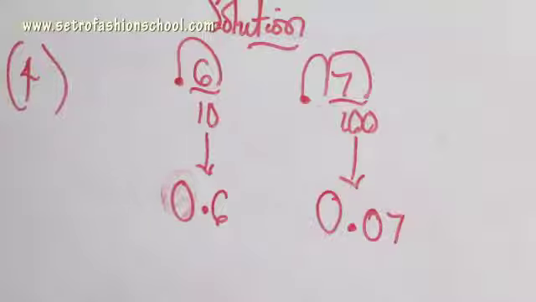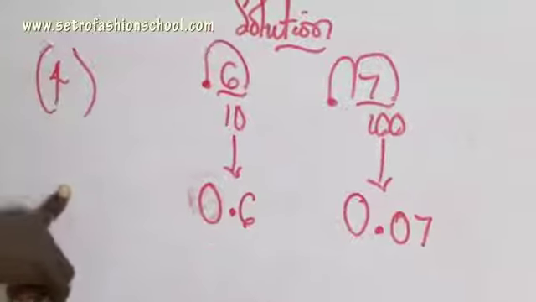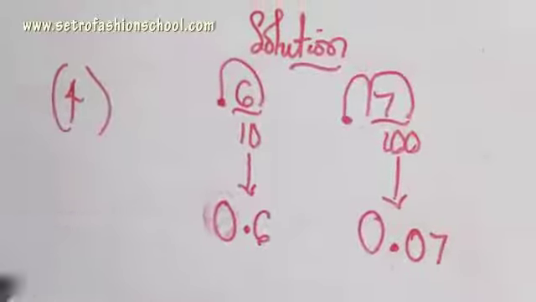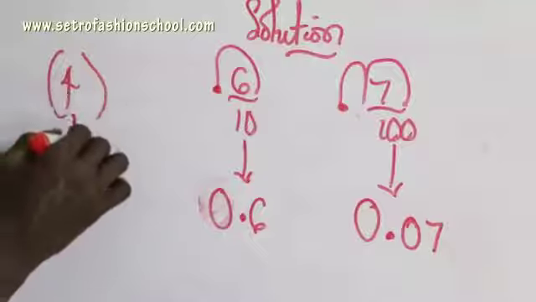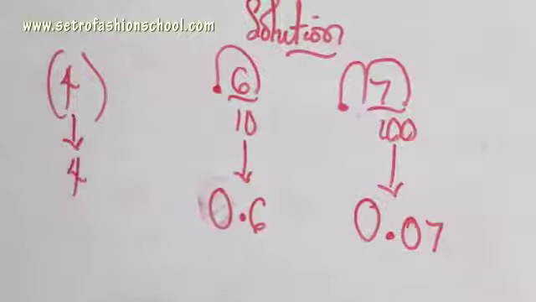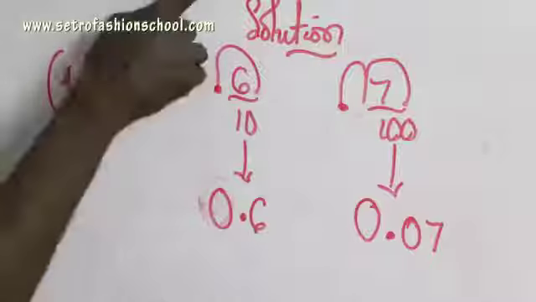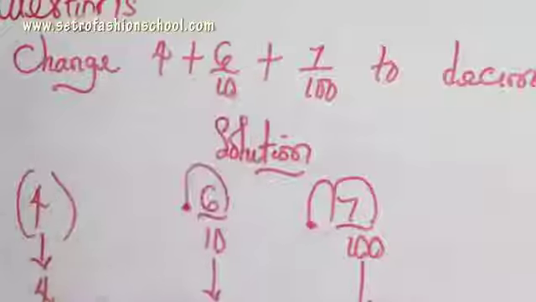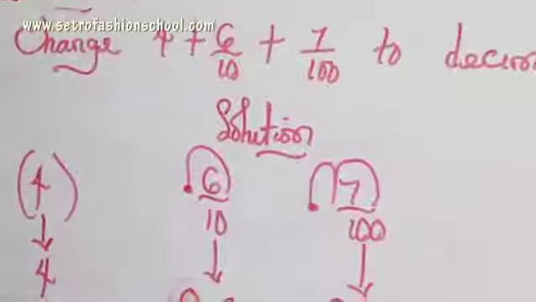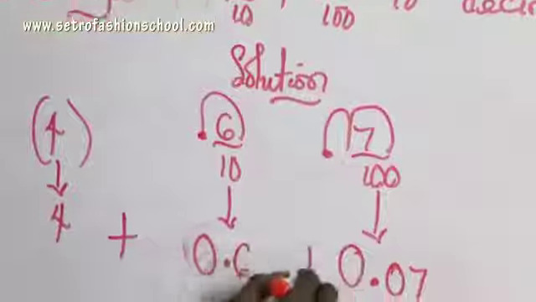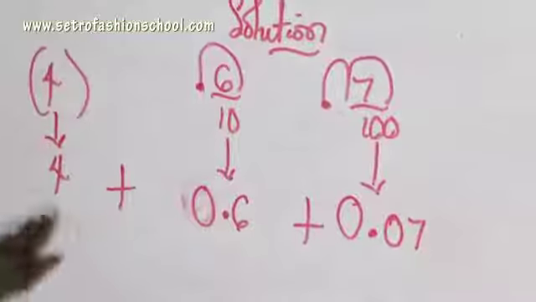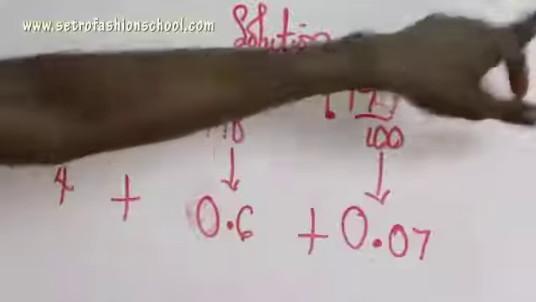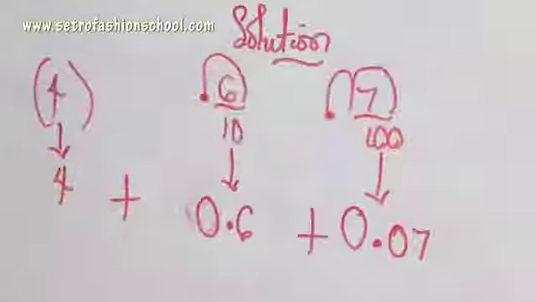Now, check this. This one here is what? Is a whole number. Now, this whole number will still come down. You will drop it down just to mingle with this. This one still remains the same. Now, what next? Go back to the question. You have sign here in the question. What are the signs? The plus sign. Now, you are going to put the plus sign now. Plus, which means you are going to add all this together in order to arrive at decimal number.